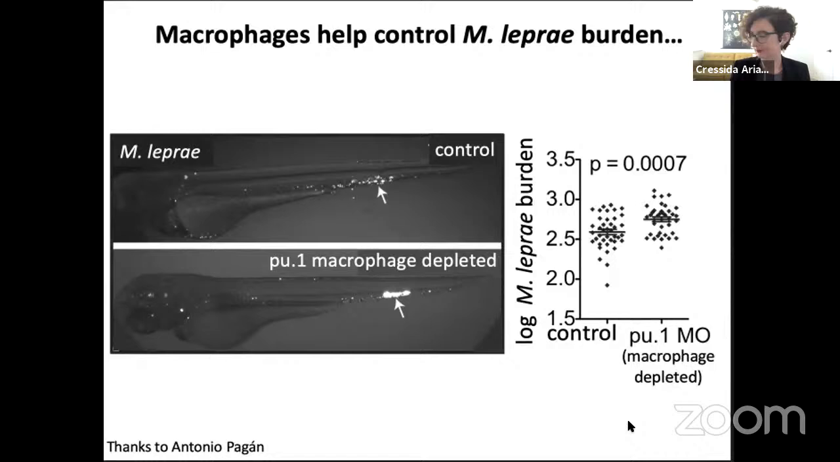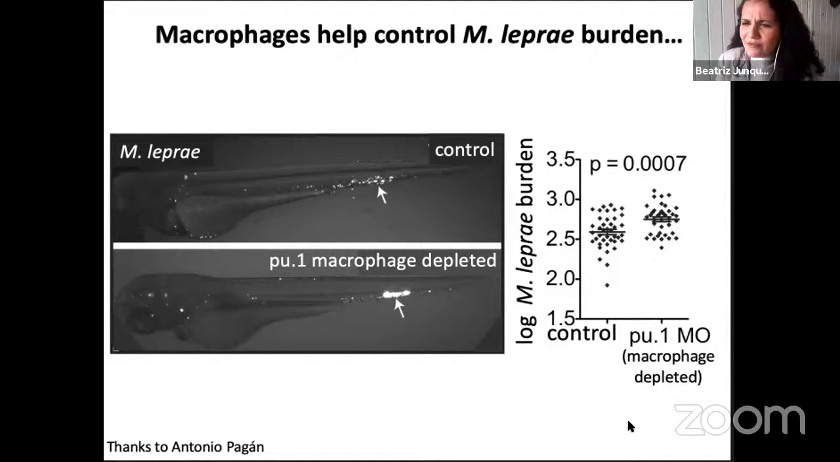So the next question is from Andre Kipnis. My question is about infection dose. What is infection dose for an animal? And is there a difference in disease progression as different infecting dosages are used?